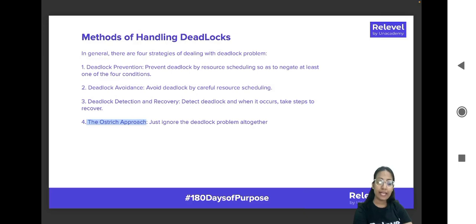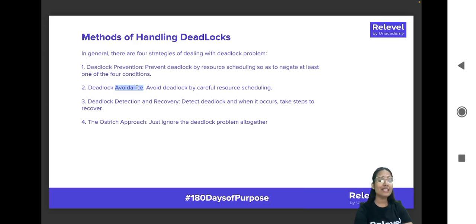The second one over here is deadlock avoidance. What we do in deadlock avoidance is that we avoid deadlock by careful resource scheduling. The operating system checks whether a system is in a safe state or in an unsafe state. At any time when you have multiple processes, a system is always in a safe state or in an unsafe state. A safe state means a deadlock is currently not happening, and an unsafe state means that a deadlock may or may not happen whenever we perform some steps in the operating system.